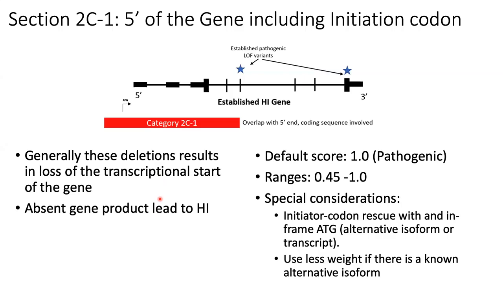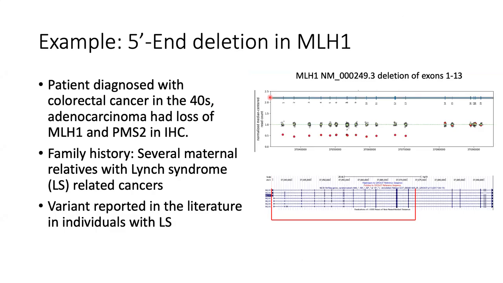In our rubric, those are pathogenic variants by default. However, there's some lenience there, depending on what those variants may do. And that lenience is mainly due to some genes that have alternative isoforms or transcripts that may be lacking those exons and have an alternative isoform that has a start site downstream of the deletion. And that may be rescuing the transcription of that deletion and not lead to disease. So that's why we have that range and that lenience there. So I will start with my first example.